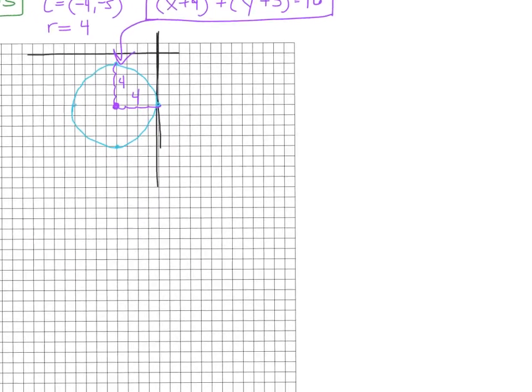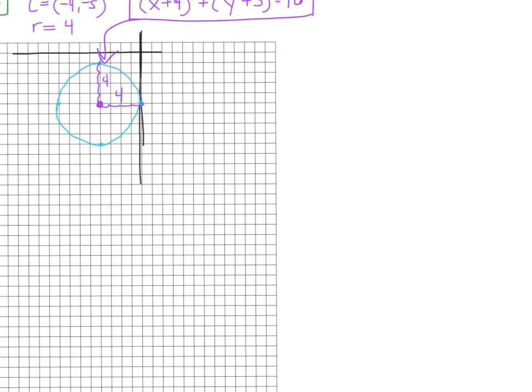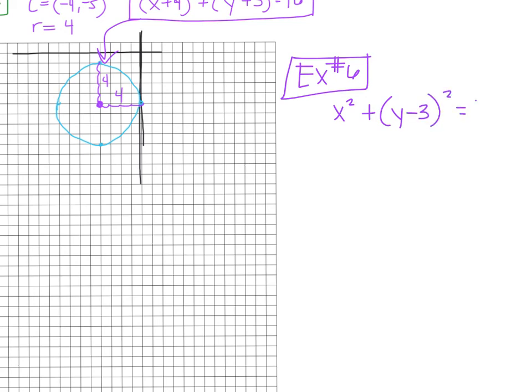Okay, I'm going to put number 6 over here, and then we'll just graph right on that grid paper again. Example number 6. Let's say we have x squared plus y minus 3 squared equals 49, and they say graph it. Okay, so we're going to figure out what is our center and what is our radius, and graph.